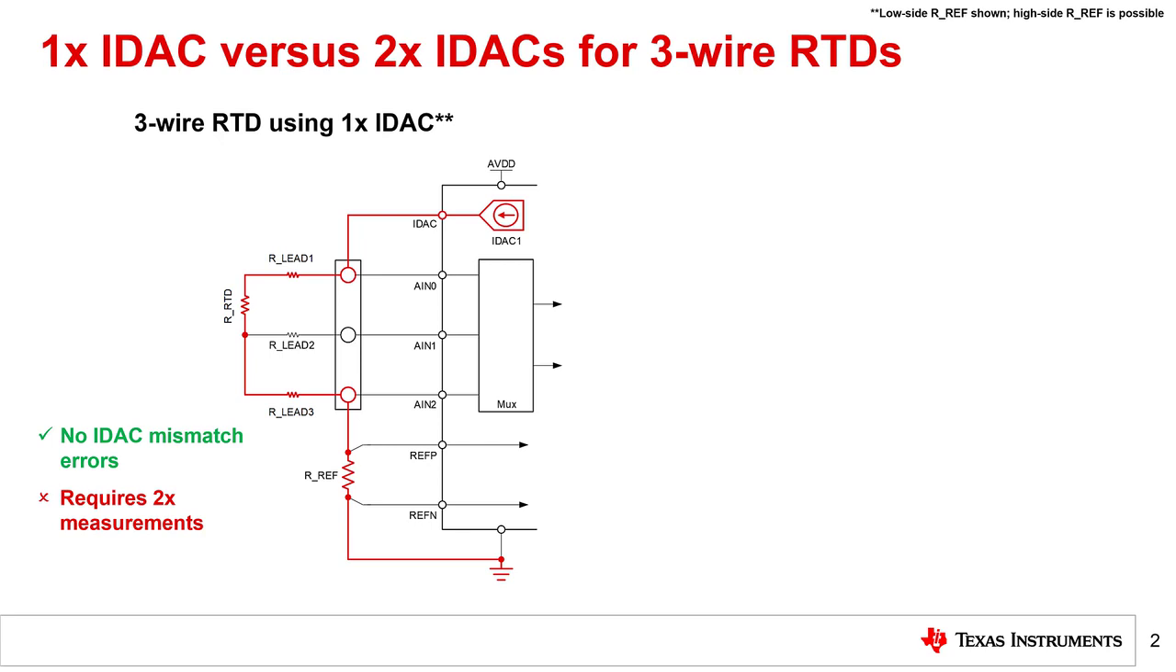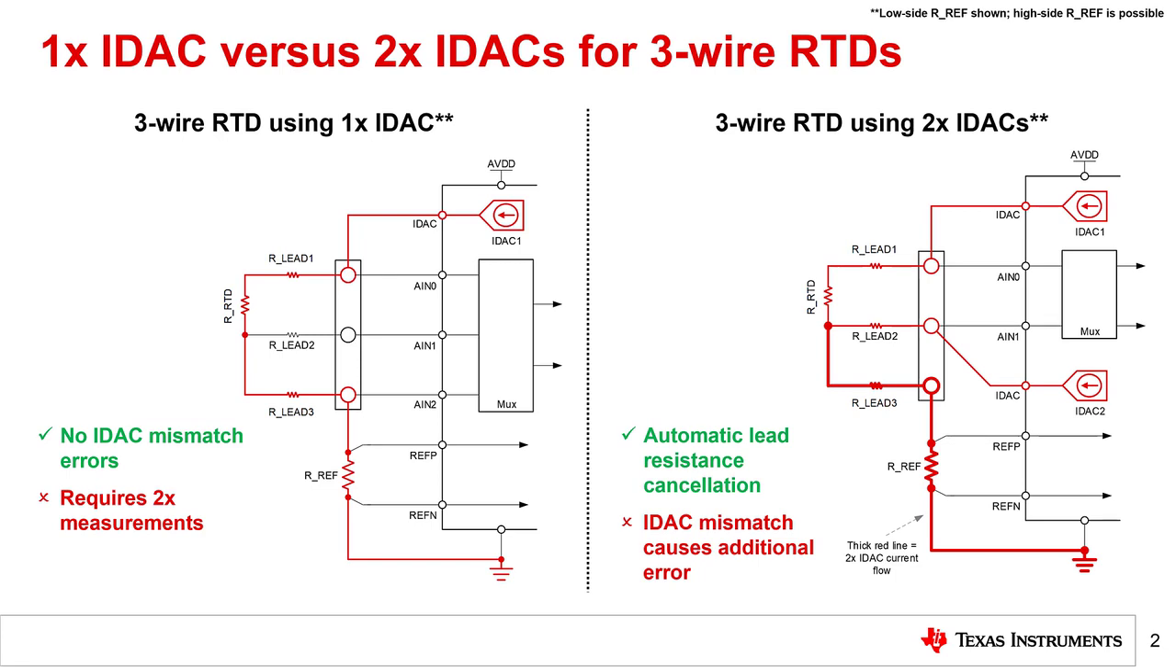The challenge with this method is that it requires 2 measurements, which doubles the measurement time compared to the 2 IDAC method. On the right is a 3-wire RTD system that uses 2 IDACs for automatic lead cancellation. The challenge with this method is that if IDAC 1 and IDAC 2 are not perfectly matched, an additional error is introduced into the system.